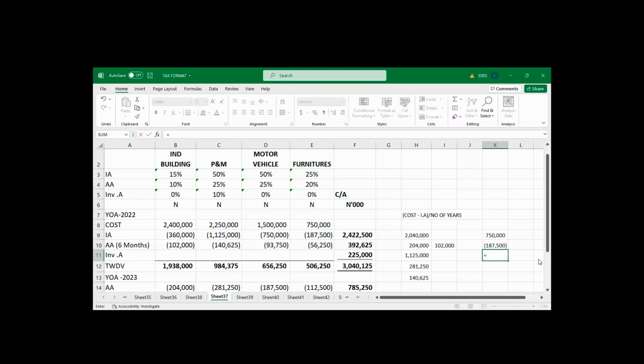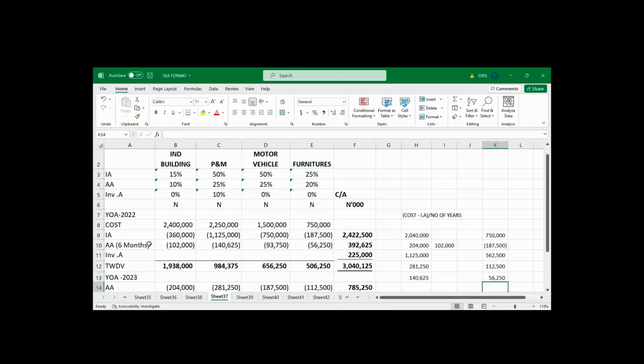So we have 562,500 divided by 4, divided by what? Is it 4 or 5? 100 divided by 20 is 5. So divided by 5. We get the annual allowance for a whole year. To get annual allowance for 6 months, multiply by 6 divided by 12. So annual allowance for 6 months is 56,250.